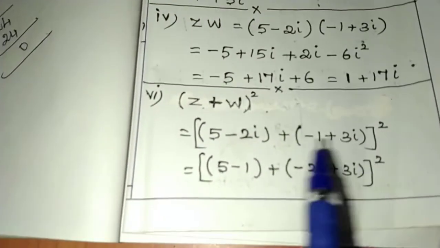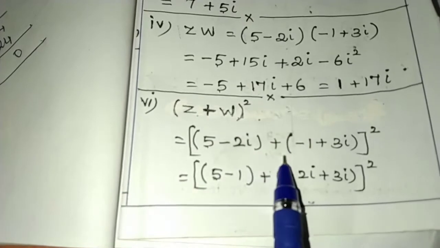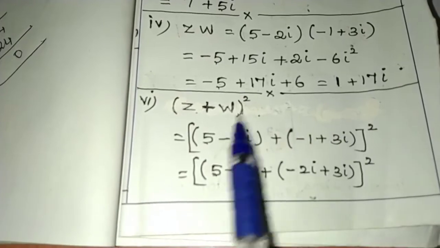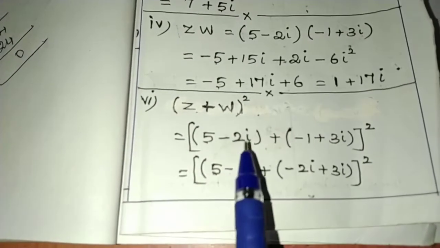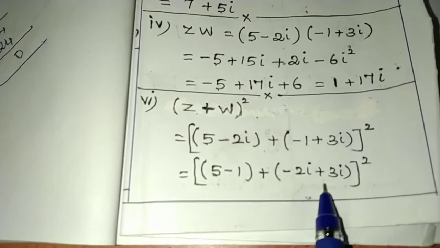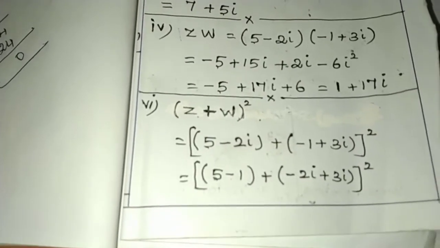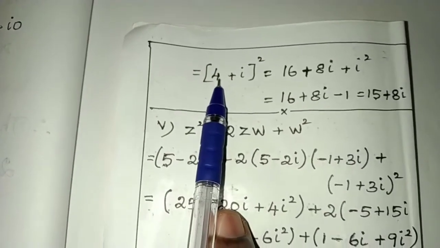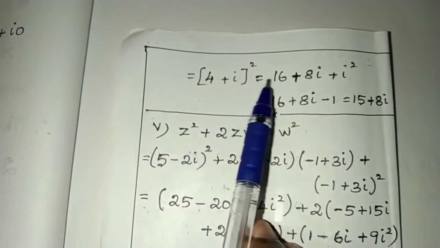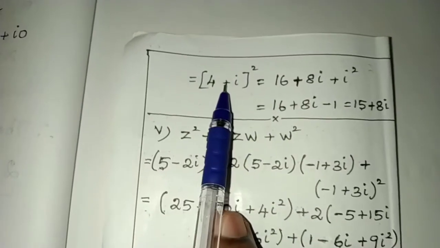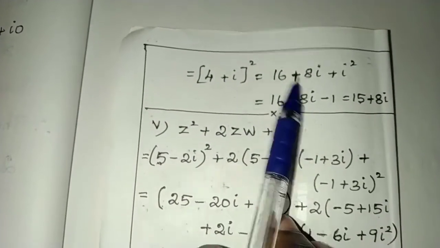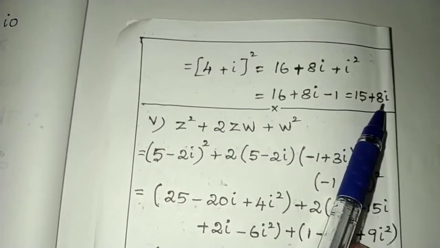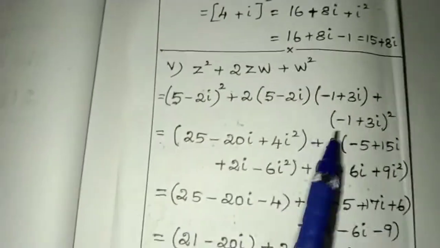Next, sixth sum, (Z plus W) whole square. That is the Z value 5 minus 2i plus minus 1 plus 3i, whole square. Now simplify inside: 5 minus 1, that is 4; minus 2i plus 3i, that is i. Okay, whole square. See that one? 4 plus i whole square we get. Use the (a plus b) whole square formula. 4 square, 16. Next 2ab, 2 into 4 into i, 8i. i squared is minus 1. 16 minus 1, 15 plus 8i. Get the answer.